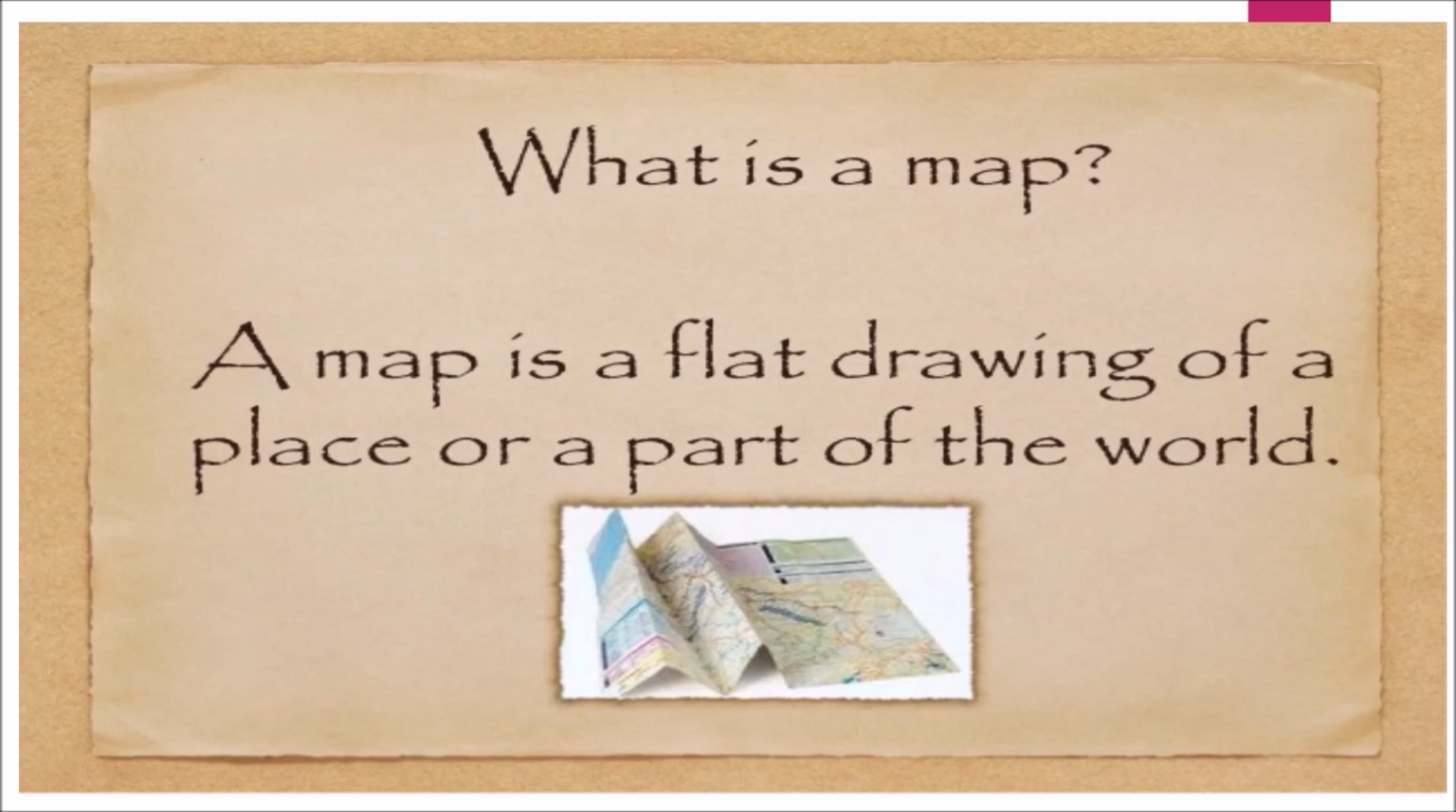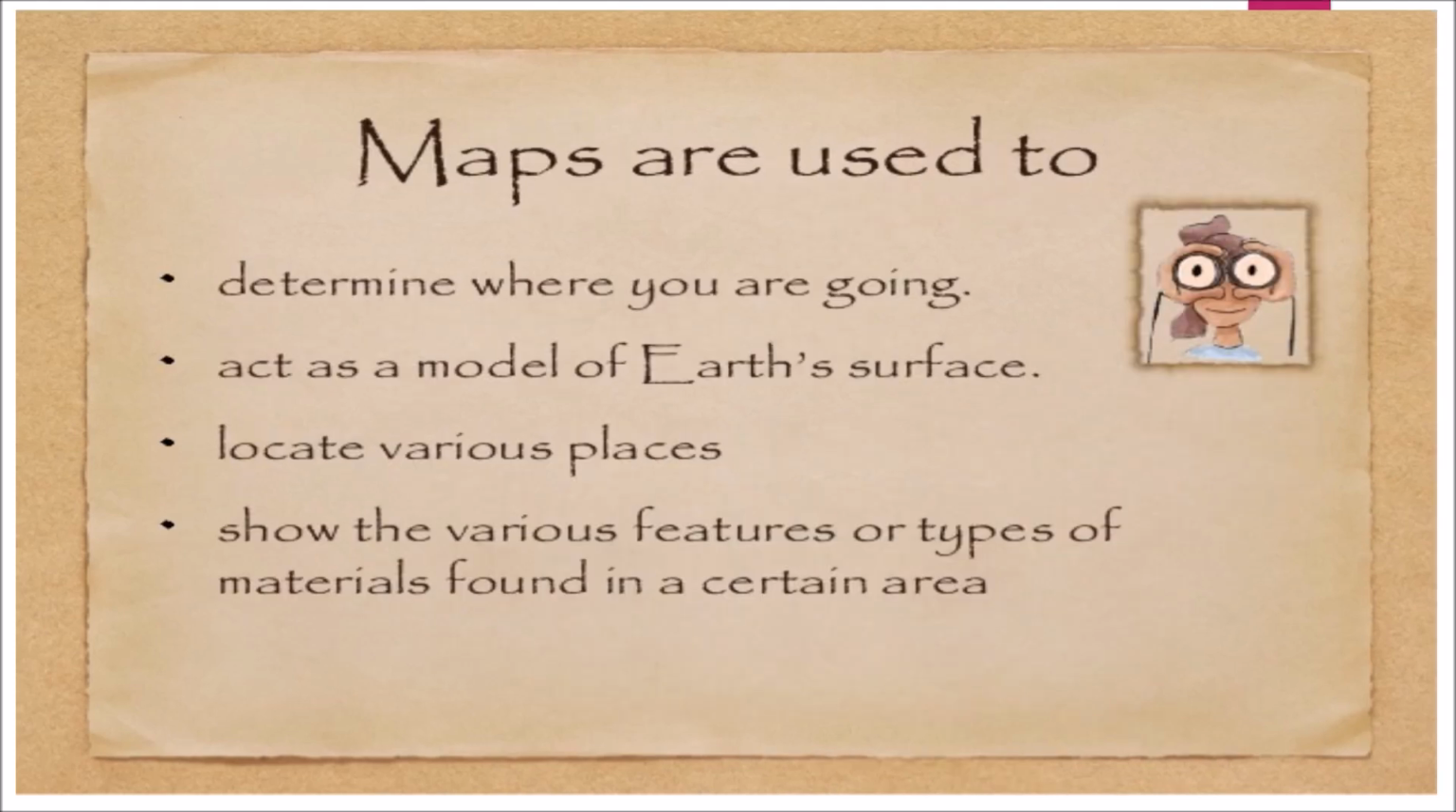A map is a flat drawing of a place or a part of the world. Maps are used to determine where you are going. Here, determine means discover or learn. So, maps are used to discover or learn where you are going.